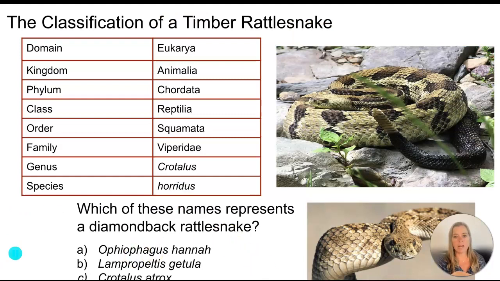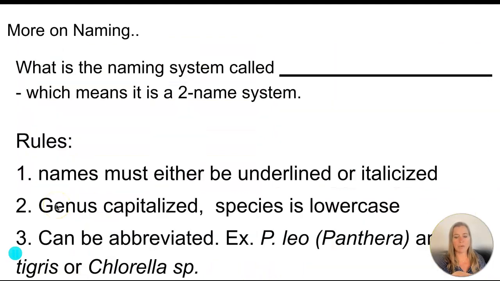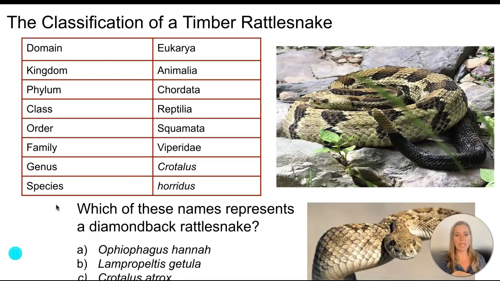Now remember, we were talking about the rattlesnake. Okay, so if we were looking at these names, and the rattlesnake was Crotalus horridus, which of these represents the diamondback rattlesnake? So this was the timber rattlesnake. Which one would represent the diamondback rattlesnake? If you said C, Crotalus atrox, you're probably correct. We know that because we would expect them to share the same genus, because we would expect them to be closely related.